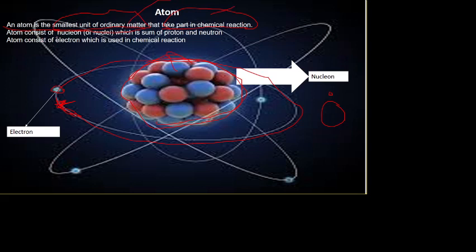Atom consists of nucleon, I have told you, or they can call it nuclei, which is the sum of what? Proton and neutron. It is the sum of proton and neutron, which is located in the center. Atom consists of electron, which is used in chemical reaction. That is to say, every chemical reaction that we are seeing today is due to exchange of electron between atoms of an element. We are still going to get to that.